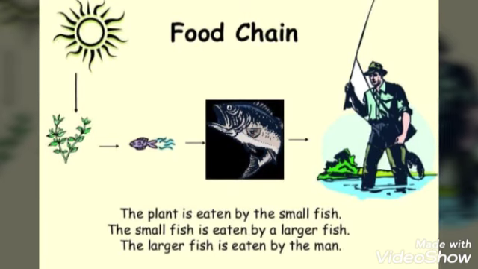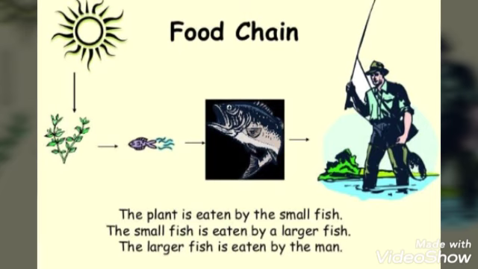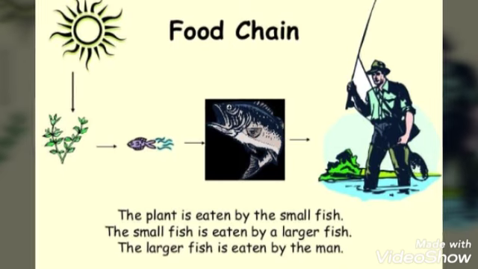Let us take an example to make it easy. There is an aquatic plant which is eaten by a small fish, and the small fish is eaten by a large fish, and the large fish is eaten by humans. That means animals, human beings, and plants interact with each other, directly or indirectly.